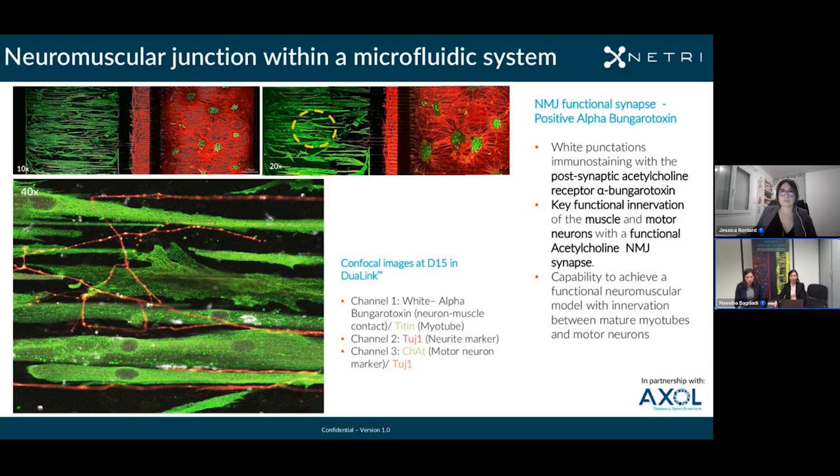An experiment was also carried out with alpha bungarotoxin, shown in white in the image on the right, which is extracted from snake venom and binds with high affinity to the alpha subunit of the nicotinic acetylcholine receptor in neuromuscular junctions. So this underlies the functionality of the neuromuscular junction.